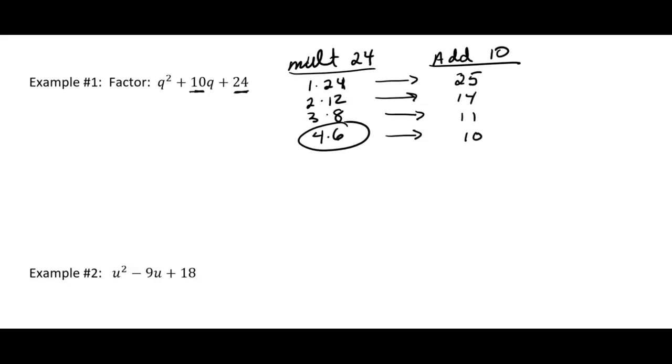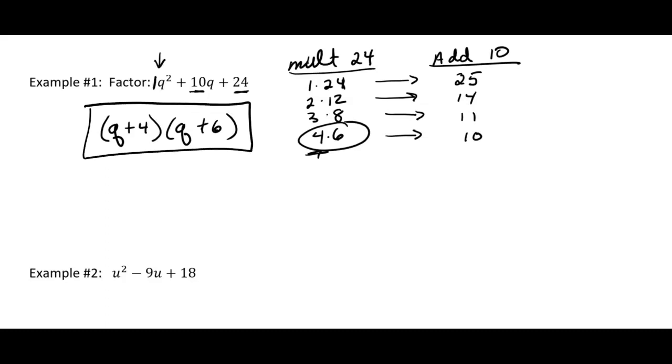Now, and this is kind of a big deal here, because the q squared has a leading coefficient of 1, notice there's like a 1 here, now that we know the two numbers, we can just factor it into the two binomials. So it's going to be q plus 4 and q plus 6. That is a binomial times a binomial. It's correct. I'm going to put a box around it.